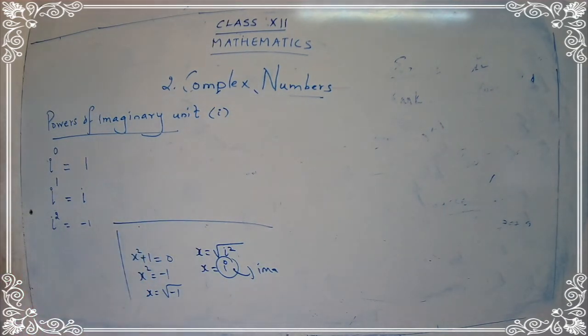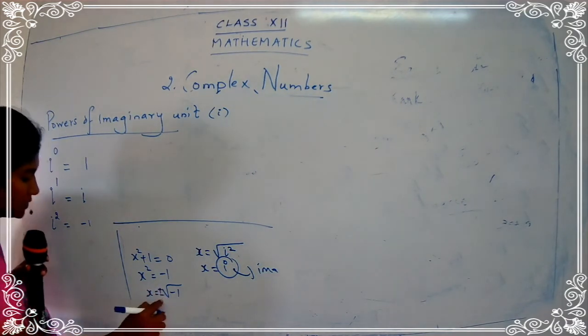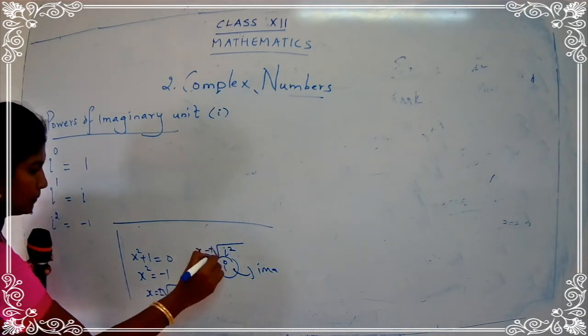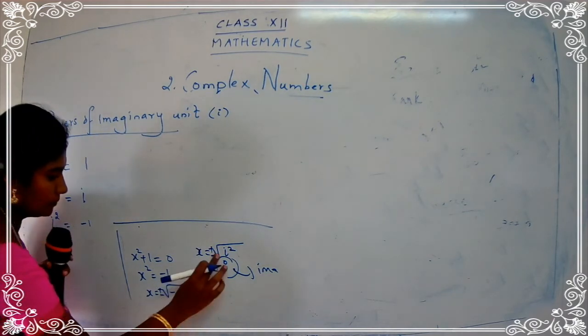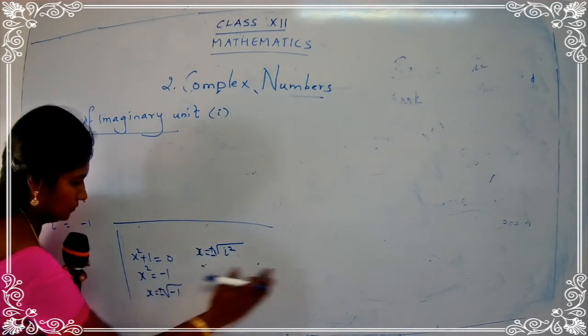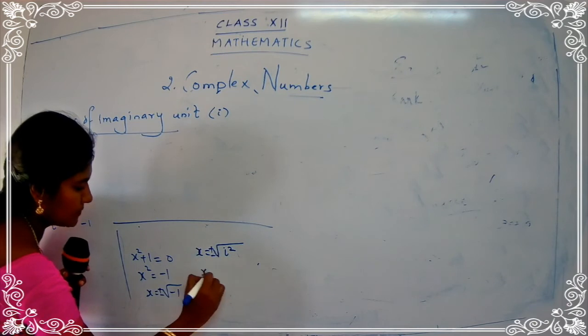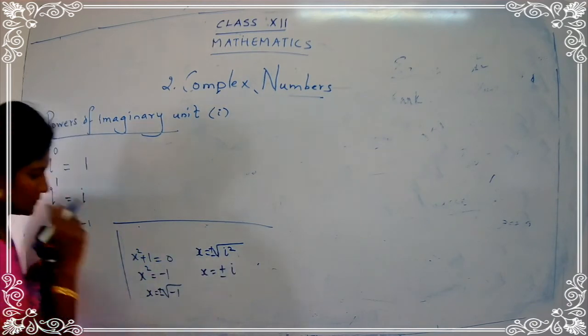x square plus 1 is equal to 0. So x is equal to, you can just put here plus minus, as I have told you. So x is equal to plus minus square root of minus 1. I have a habit of putting plus minus.